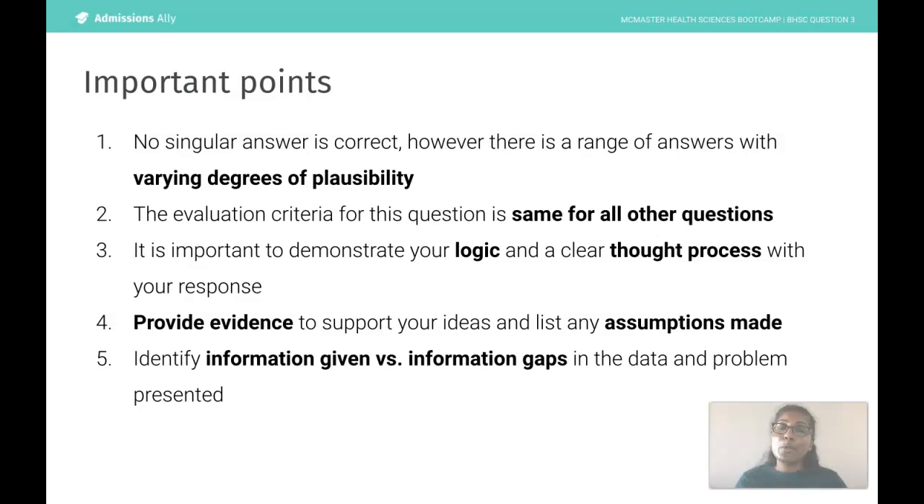Because there can be more than one answer for this question, that's why it's so important that you demonstrate your logic and your thinking, so the person that's marking your answer can understand the framework of how you got there.